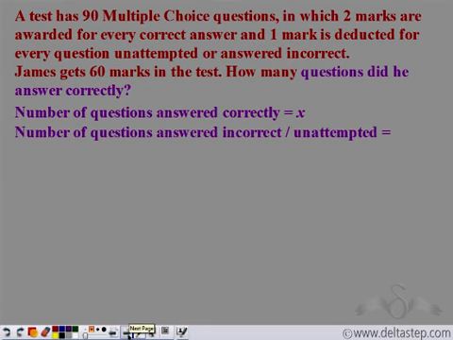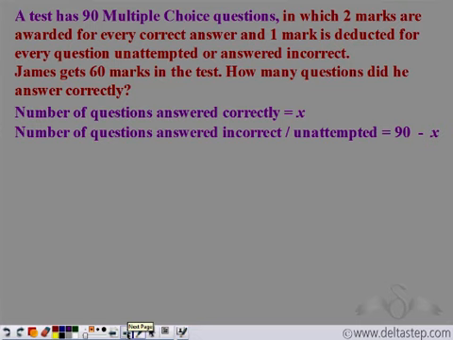Now, if the number of questions which James answers correctly is x, how many questions will be answered incorrect or unattempted? Whatever is left. So the test has 90 questions. Out of these 90, x have been answered correctly. So how many are left? We are left with 90 minus x. So the number of questions answered incorrect or unattempted is 90 minus x.